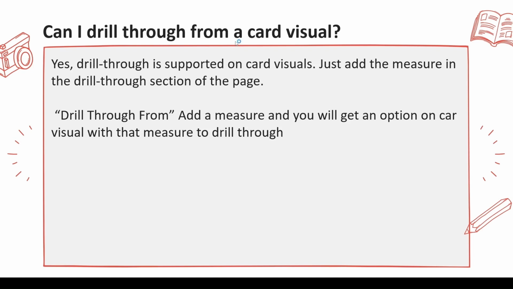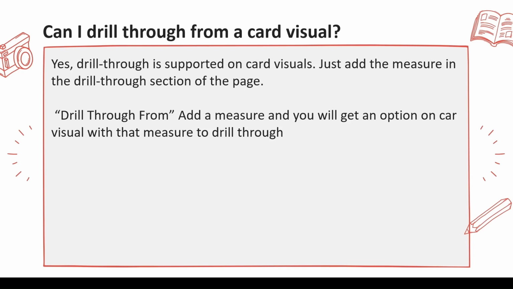Then how? For that, when you set up the drill through for a page, the page type is drill through page, and you will get drill through from, and in that drill through from, you add a measure. Now, when you use the same measure in a card visual, you will be able to get an option to drill through from that page.